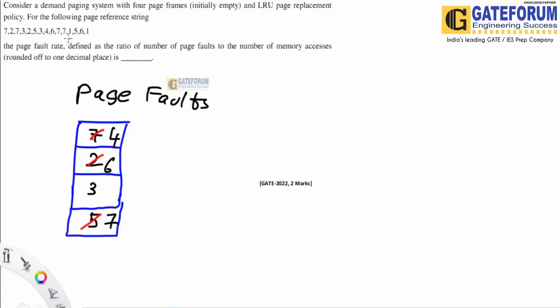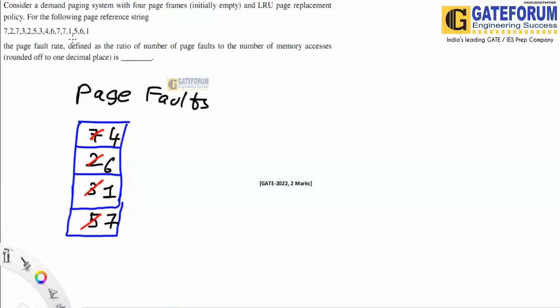Then we again go to 1. Okay, 1 is not present. So 4, 6, 7 are used recently. Only 3 is used long back. So we replace that 3 with 1. So in total we have 1, 2, 3, 4, 5, 6, 7, 8 page faults as of now. And we are at basically number 1.